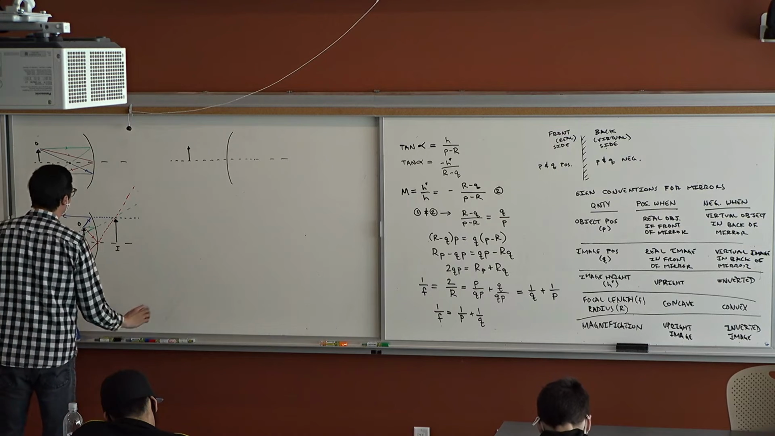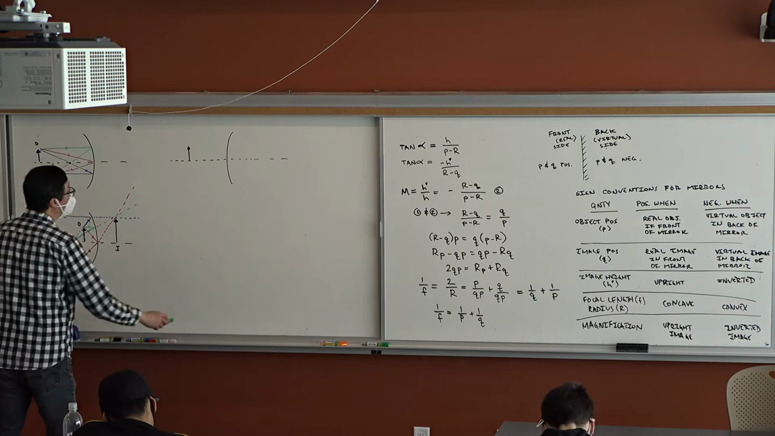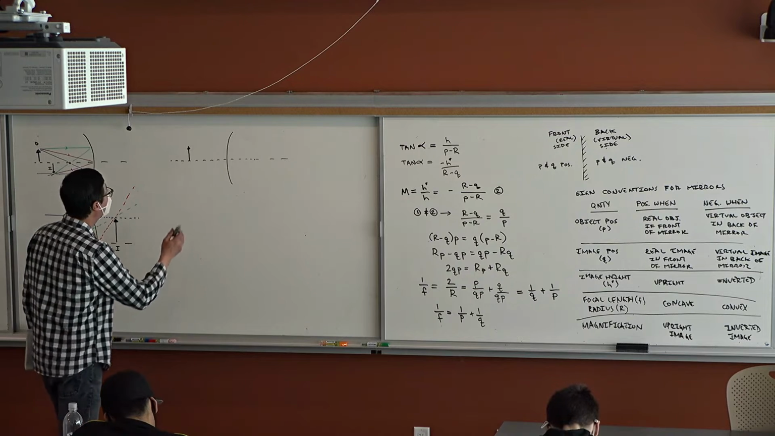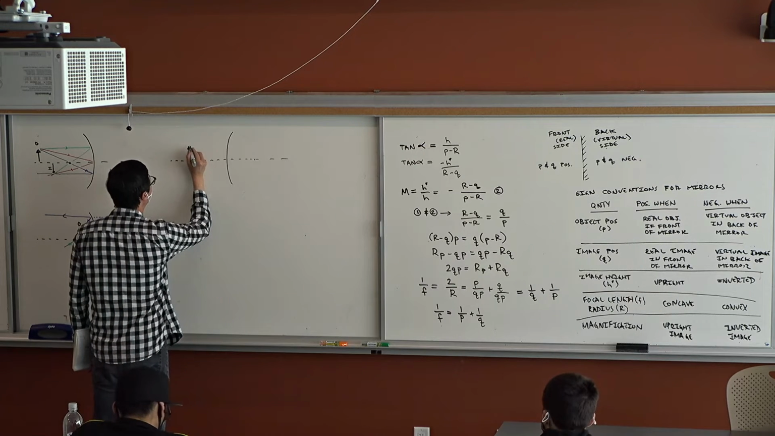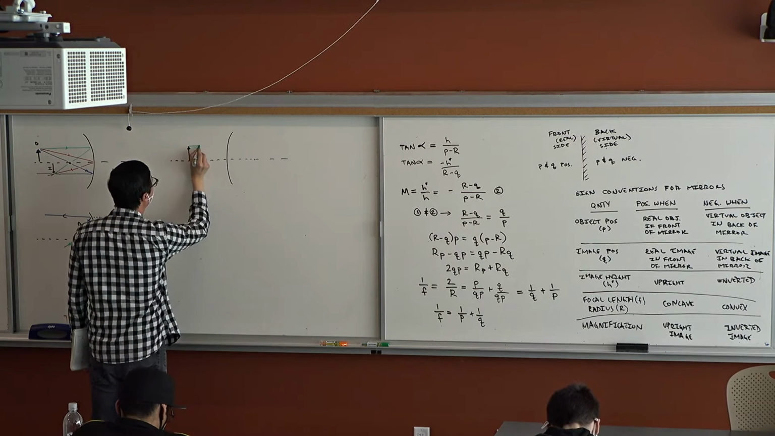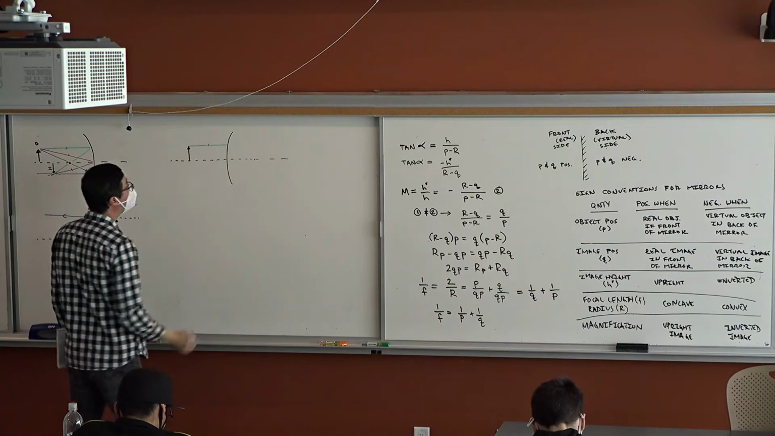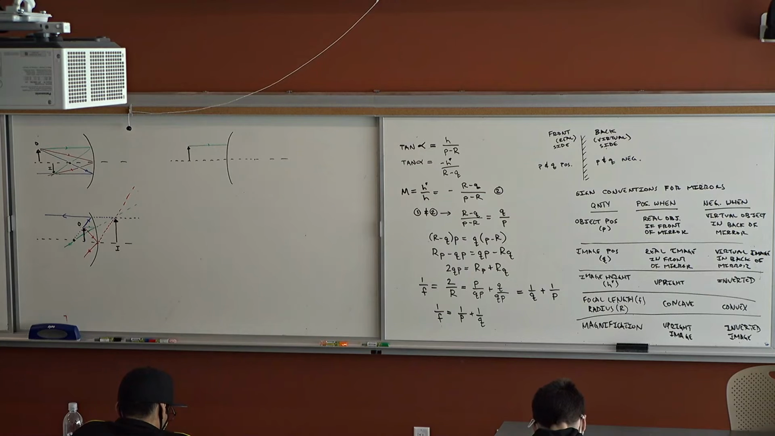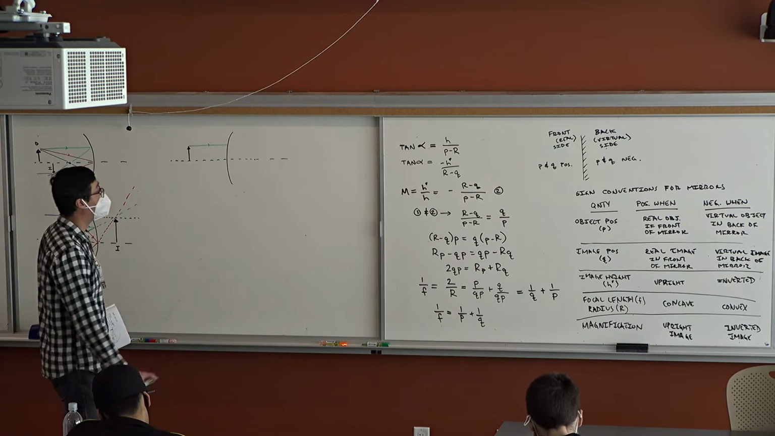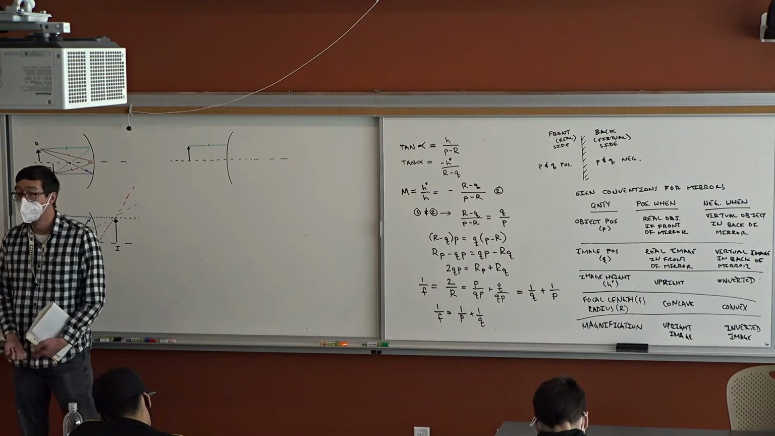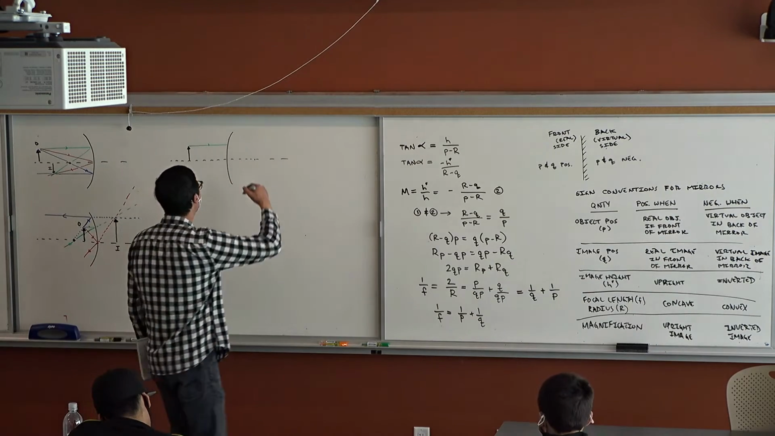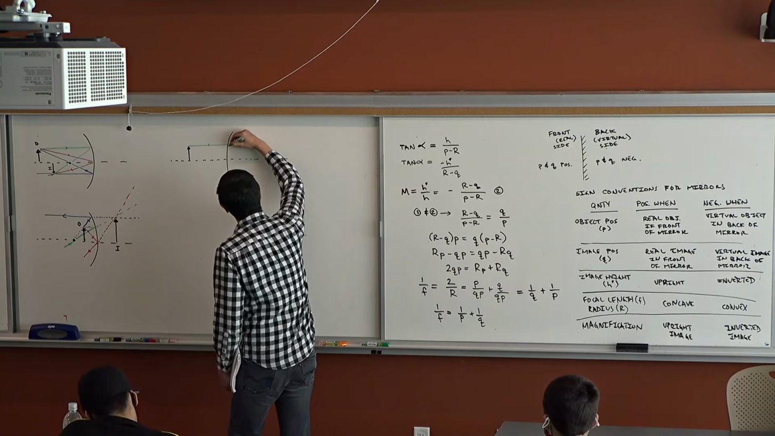Okay. So. If it comes in paraxially, what does it want to do? Reflect through the focal point. It wants to reflect through the focal point. The focal point, though, is back here, and so what's it going to do? Yeah, exactly.